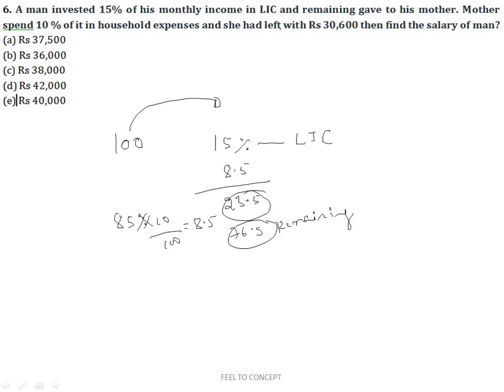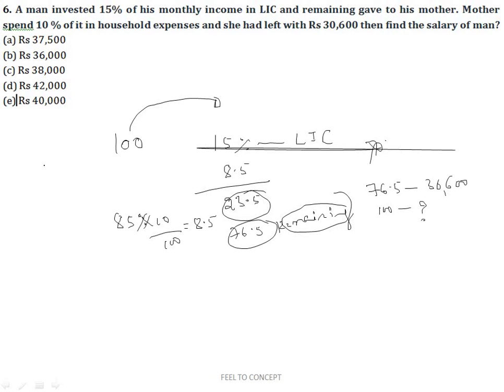In household expense, he had left with 30,600. It means of the remaining 76.5% equal to 30,600. What is the total salary of the person? There should be 100%. This is the total salary of the person.